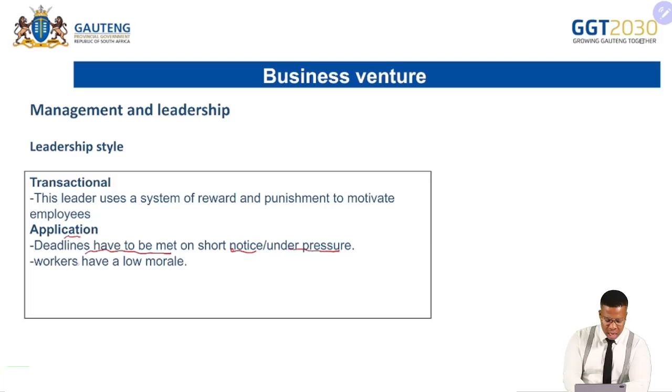Again, it can be used when workers have low morale. When workers have low morale, it means workers are no longer productive. Maybe they were affected by a particular condition in the working environment. So for the leader to improve the workers' morale, they need to try and give a particular reward for good performance or for completing a task at first.